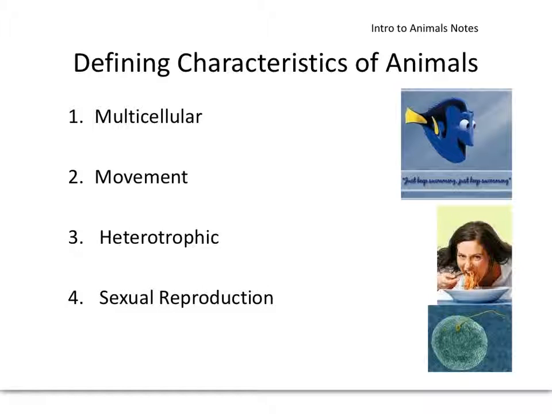First off, the defining characteristics of animals are these four things. They have to be multicellular, they have to be able to move, they have to be heterotrophic, which again is the opposite of autotrophic, meaning they have to eat their own food, and then all animals undergo sexual reproduction. They may not do all this stuff all the time. Some animals may only move when they're larvae, for example, or some may only reproduce sexually at certain points in time, but they do that at some point in their life cycle.